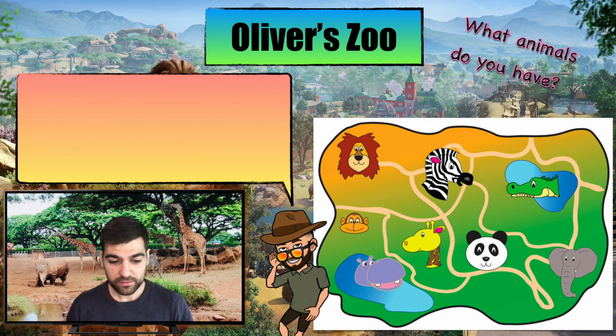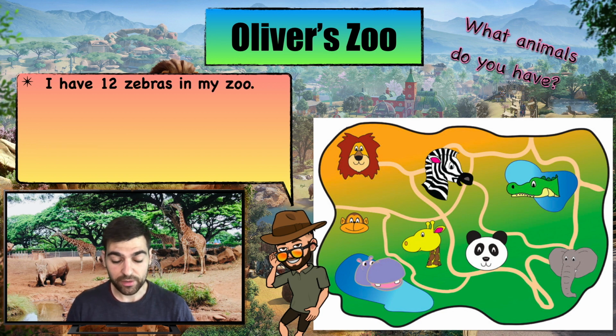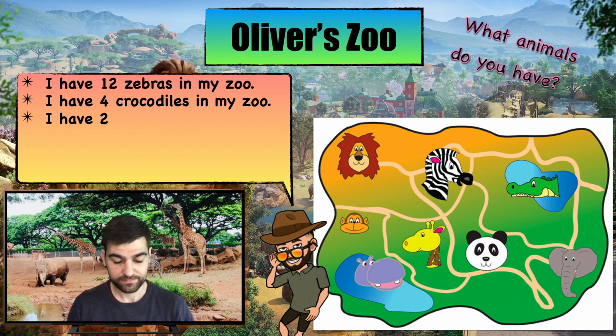So Oliver, do you have any zebras in your zoo? I have 12 zebras in my zoo. Okay, very good. And what about crocodiles? Do you have any crocodiles in your zoo? I have 4 crocodiles in my zoo. And what about monkeys? Do you have monkeys in your zoo? I have 20 monkeys in my zoo. That's great, so many monkeys.